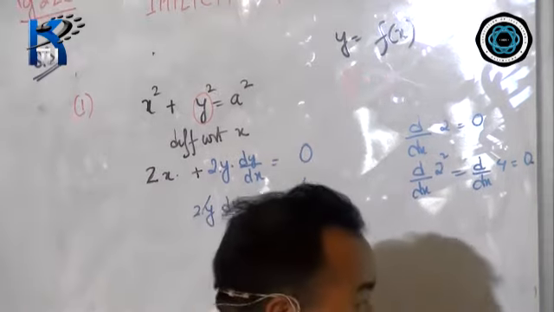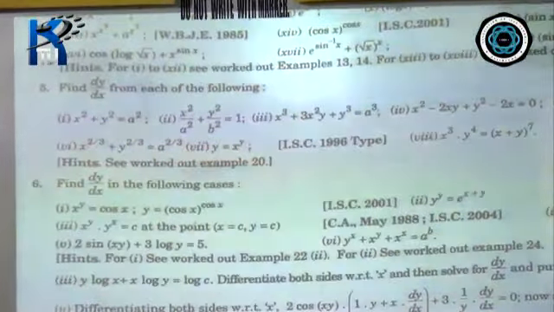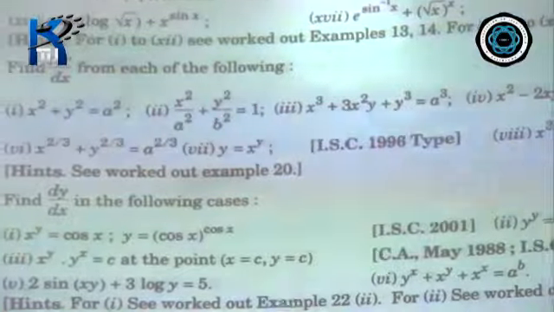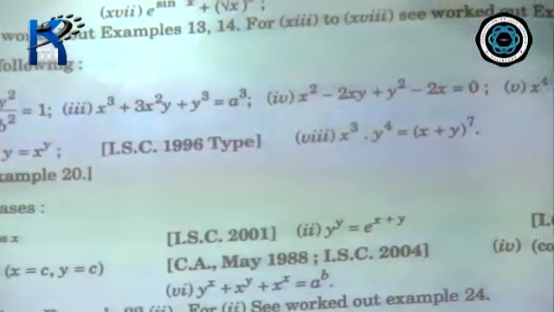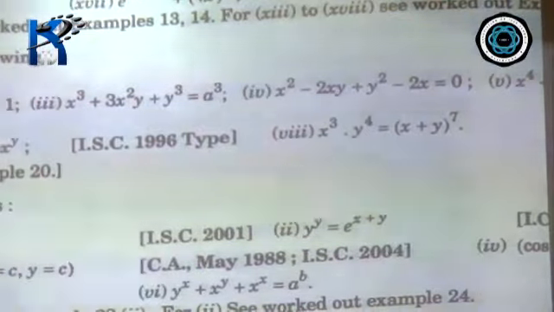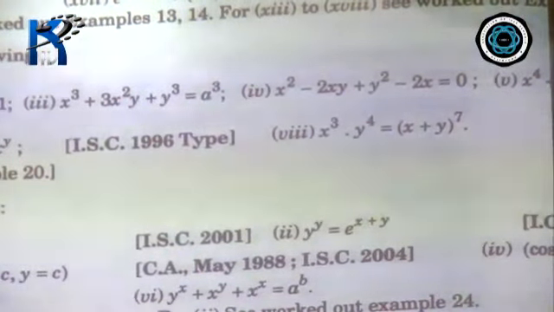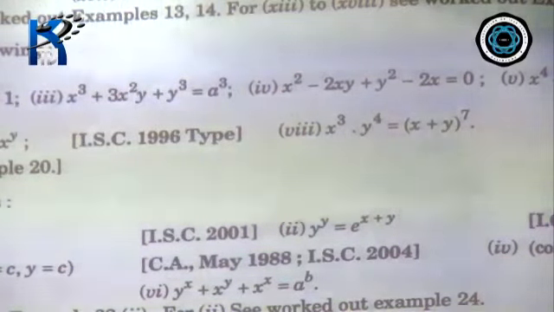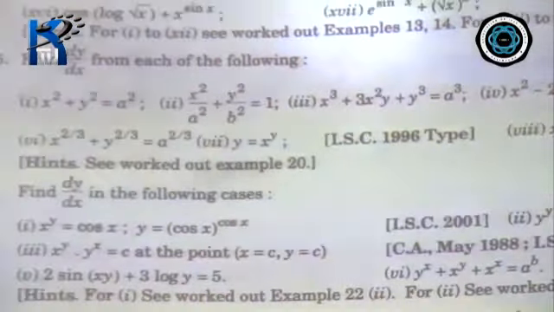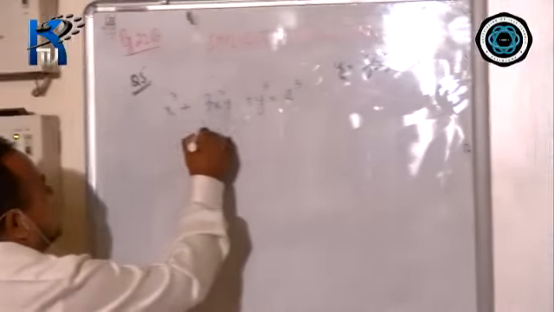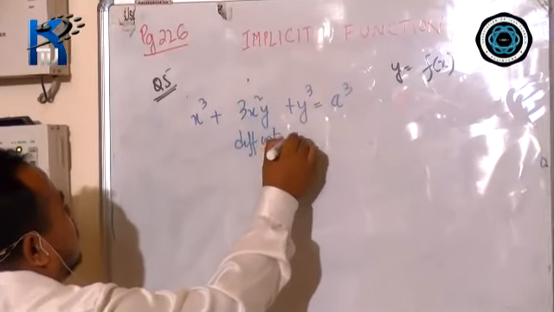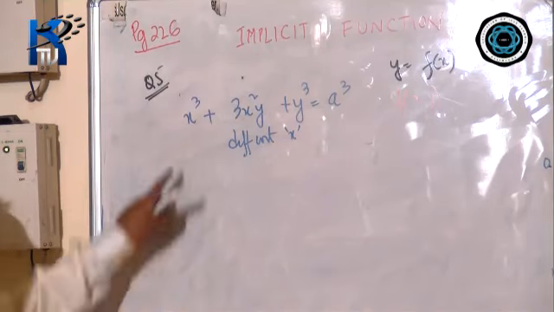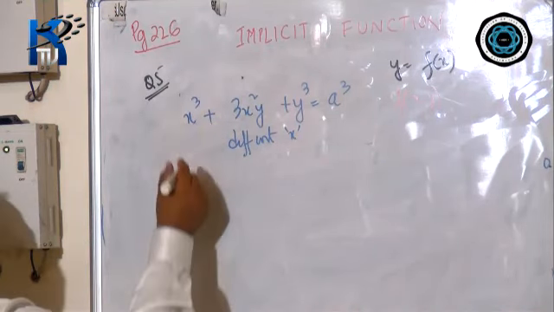Let us do question number 5 subdivision 3. The question is x cube plus 3x square y plus y cube equal to a cube. As you can see, x and y are together, so this is an implicit function. Let us differentiate. What is the next step which you are going to write? Differentiating with respect to x. Now can you tell me what's the differentiation of x cube? 3 is a constant, so 3 comes in front.